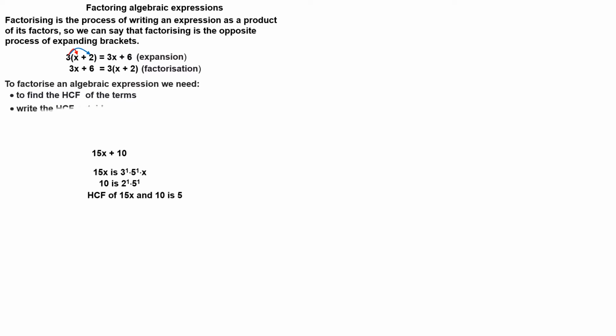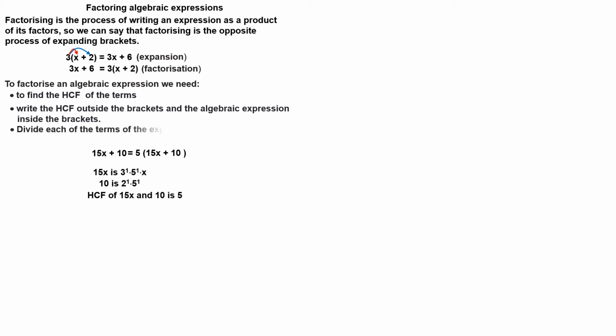Write the highest common factor outside the brackets and the algebraic expression inside the brackets. Divide each of the terms of the expression by the highest common factor. Simplify now, and we get the factorized form of the algebraic expression. You could expand the bracket to check the answer if you want to.